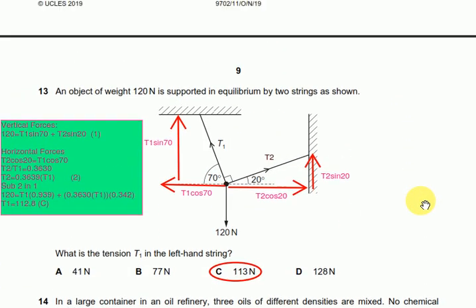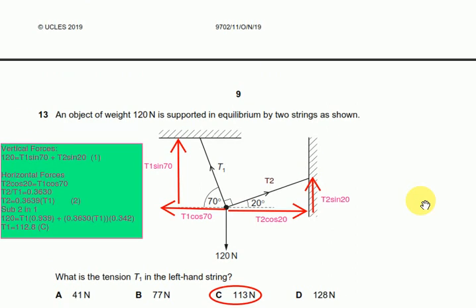Question number 13 says an object of weight 120 Newton is supported in equilibrium by two strings as shown, T1 and T2. What is the tension T1 in the left hand string? We have to find the tension T1. So what we simply have to do is divide T1, T2 and this 120 Newton into vertical and horizontal forces and resolve them.